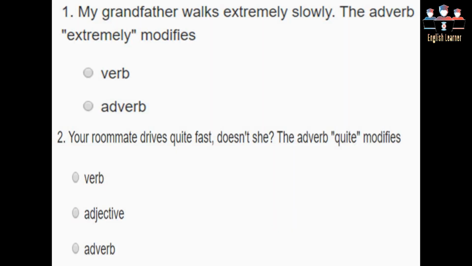Number 1. My grandfather walks extremely slowly. The adverb extremely modifies: number 1, verb. Number 2, adverb. Quiz number 2. Your roommate drives quite fast, doesn't she? The adverb quite modifies here: Option 1, a verb. Option 2, an adjective. Option 3, an adverb.